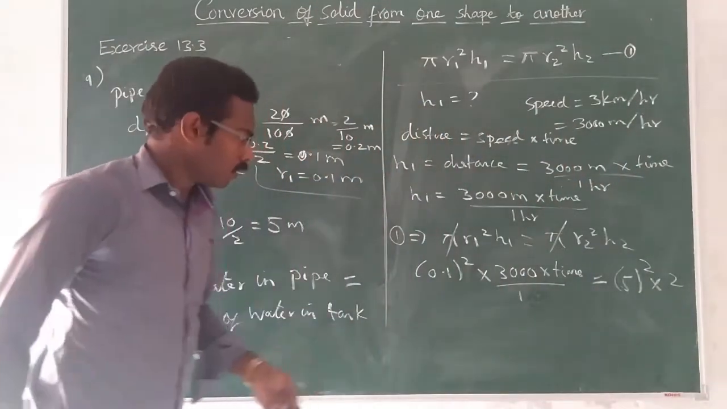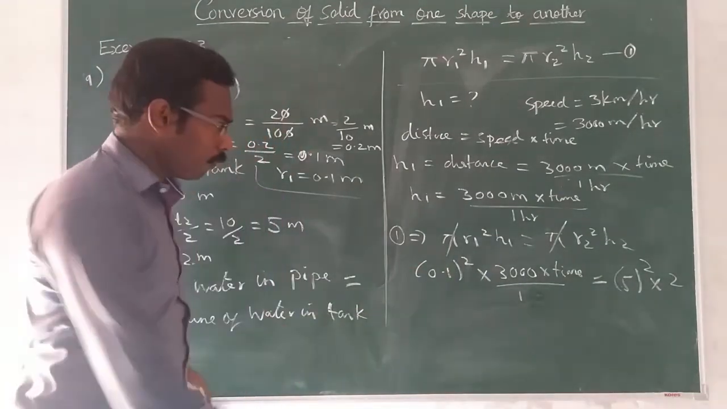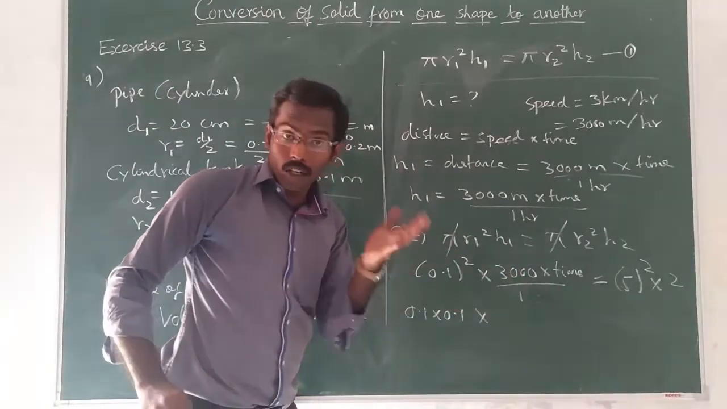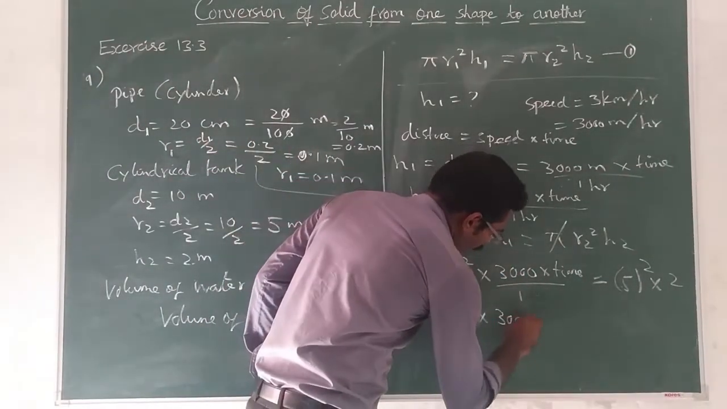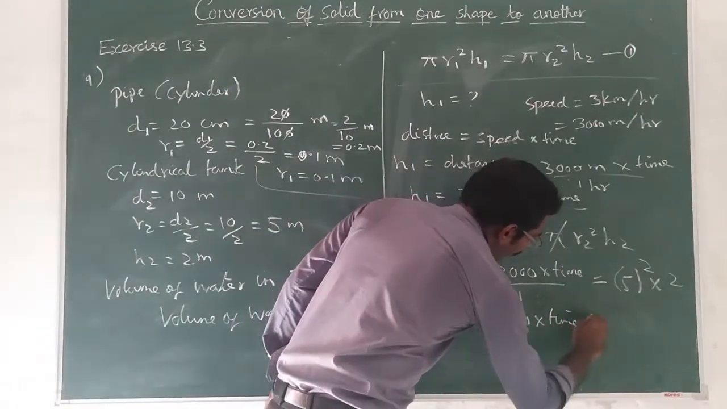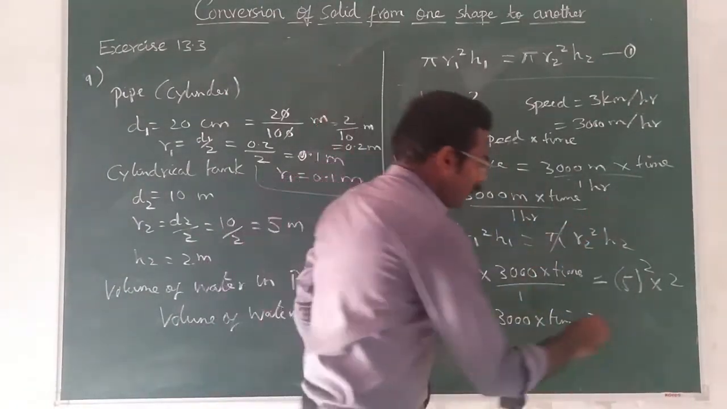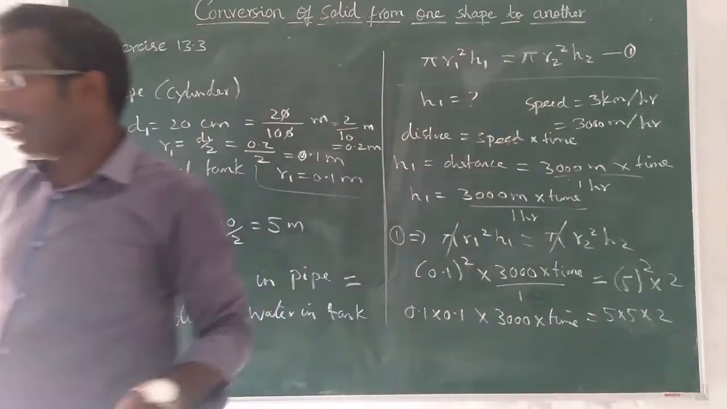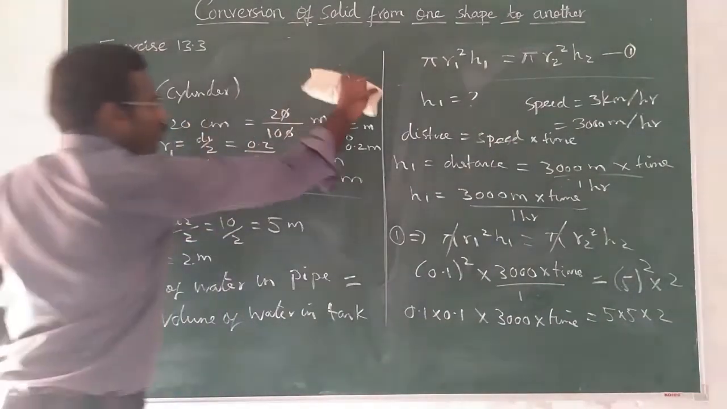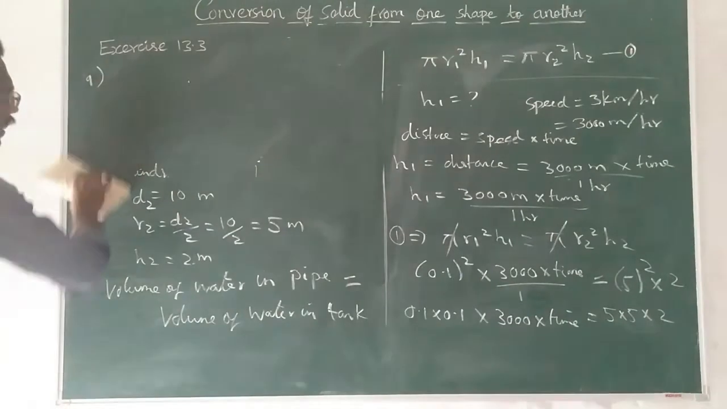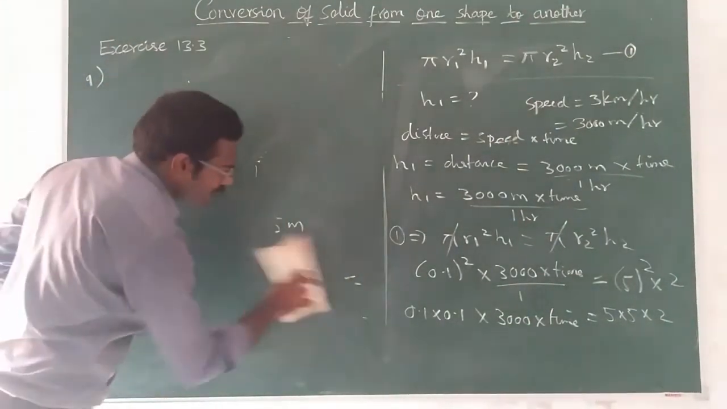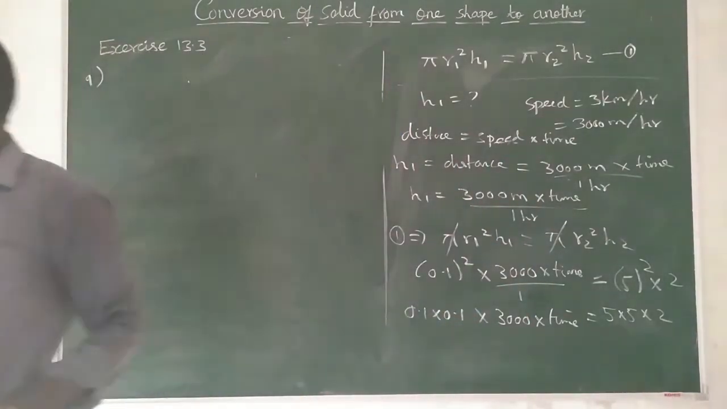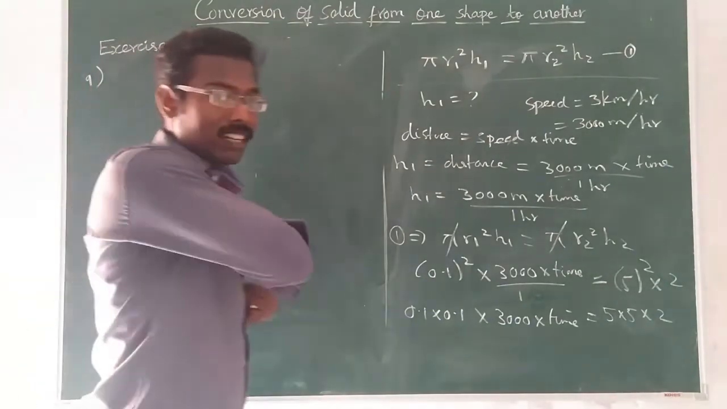So now listen. 0.1 square means 0.1 into 0.1. Divided by 1, no need to write. So into 3000 into time is equal to 5 square, and 5 square is 5 into 5 into 2. If we solve this, we will get the time. Regarding this exercise 13.3, all the questions are easy. Only you have to understand and make the relation.